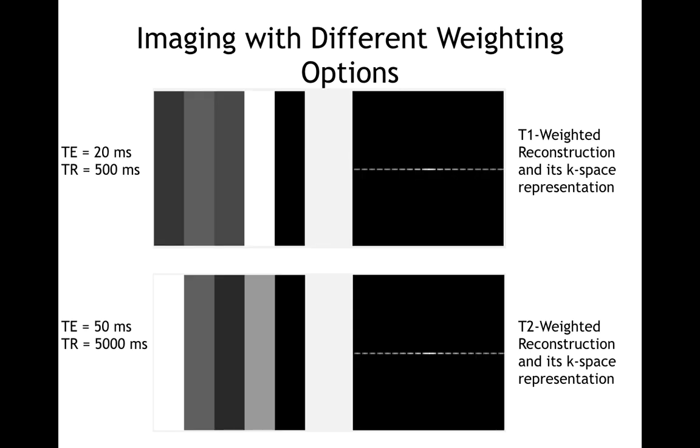I started by making a T1 weighted reconstruction. To eliminate the effect of T2 relaxation, I set the echo time to a very low value, 20 milliseconds. To give the emphasis on T1 relaxation, I set the repetition time, TR, to a value comparable to the T1 constants of the tissues, 500 milliseconds.